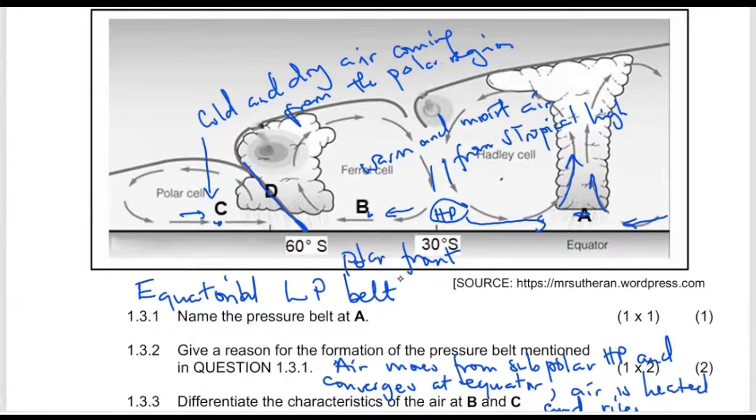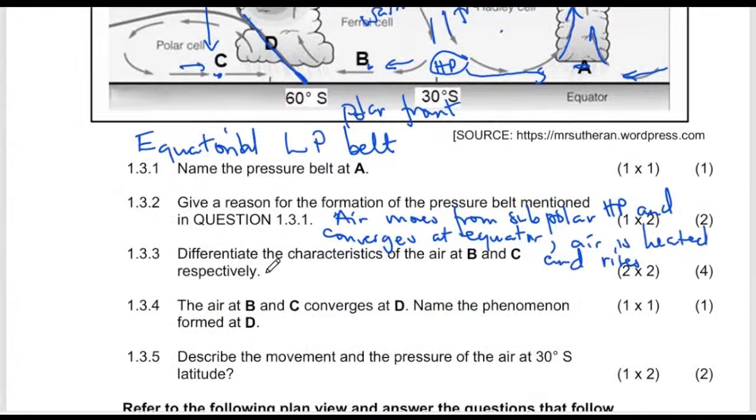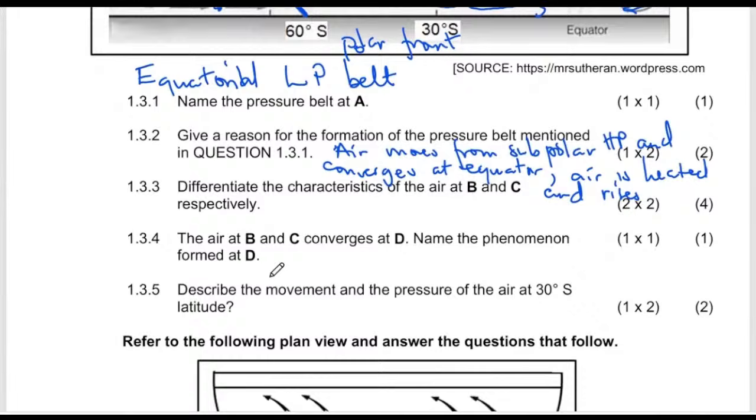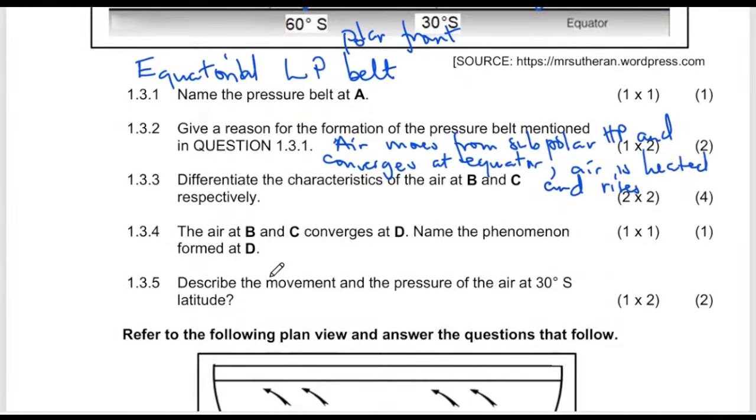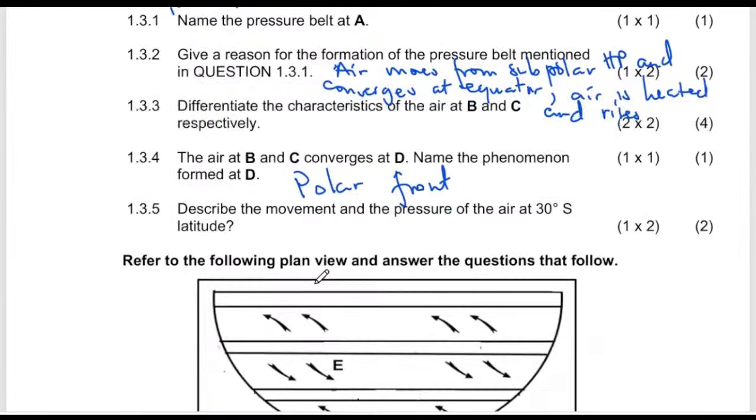Right. Then let's look at the next question: A at B and C converges at D. Name the phenomenon formed at D. We have already explained that there is formation of a polar front. The two air masses are going to be split by what is called a polar front.